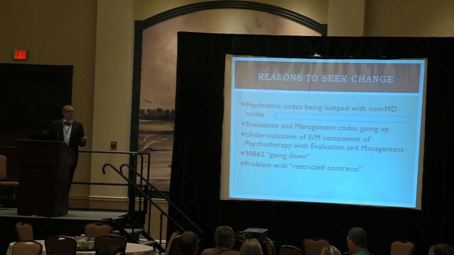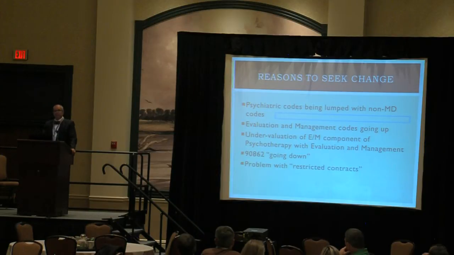And there was a general trend nationally that even if psychotherapy went up, the E&M component was undervalued relative to other E&M work. The E&M component wasn't appropriately valued according to the RUC, the Relative Unit Valuation Committee. 90862 rates were either staying static or going down. They weren't being inflated. And there were nationally more and more payers doing restricted contracts, meaning if you were a psychiatrist, they would only pay you for 90862 and the other 908 series. They would not pay you for E&M codes, even though per CPT, any physician that meets the documentation requirements is able to bill that code.